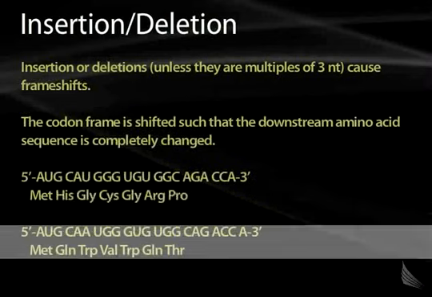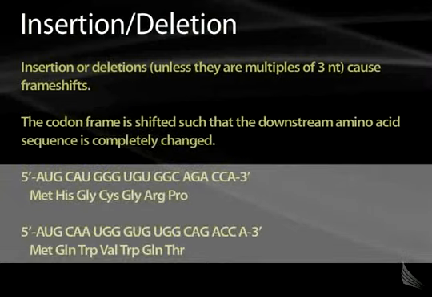Here you have a 6-codon nucleic acid sequence. In this, you'll notice that in the third position of the second codon, we have inserted an adenine nucleotide. So now instead of reading methionine, histidine, glycine, cysteine, glycine, arginine, proline, you can see that everything downstream of that mutation has been changed. Now it reads methionine, glutamine, tryptophan, valine, tryptophan, glutamine, threonine. So you can see that everything downstream would be different, and the function and the structure of that protein would be completely different.